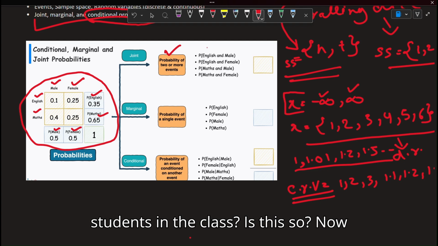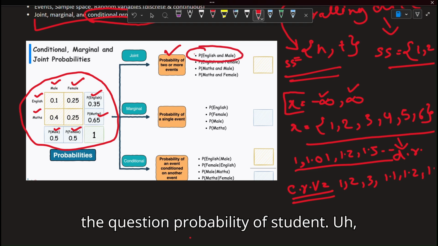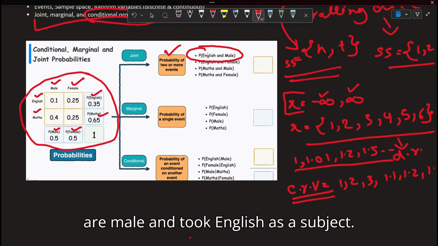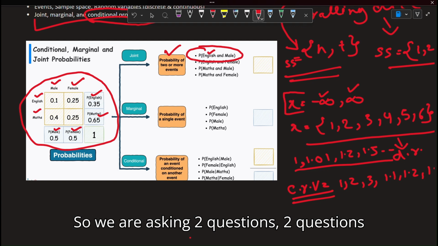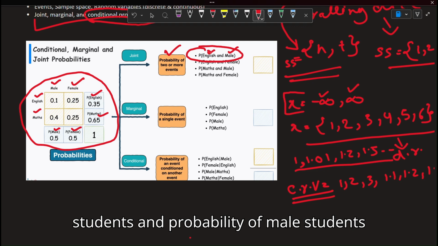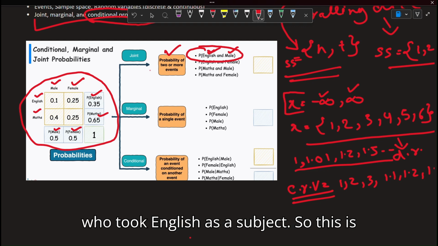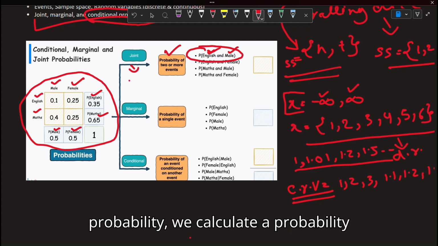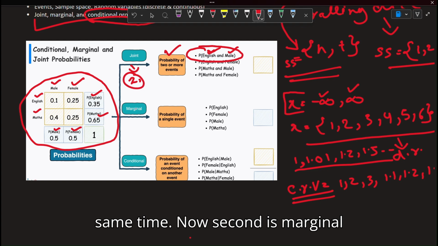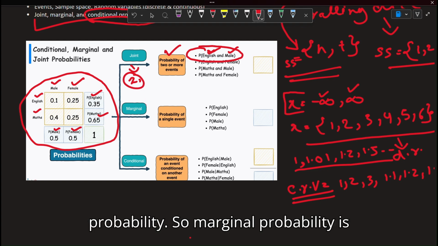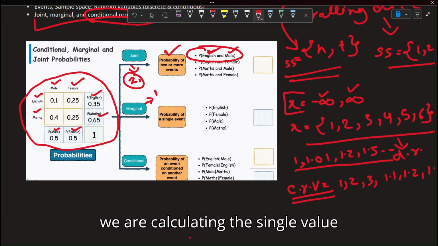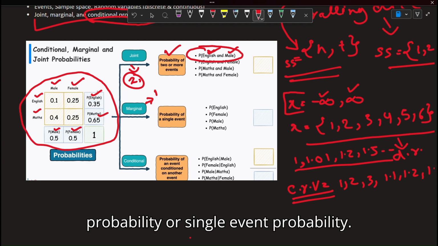Now joint probability is like asking the question: find the probability of students who are male and took English as a subject. So we are asking two questions at a time: the probability of male students and of male students who took English as a subject. This is called joint probability. In joint probability, we calculate the probability of two events at the same time. Second is marginal probability. Marginal probability is defined by itself. We calculate the probability of the margins, which is this. So we are calculating the single value probability, or single event probability.